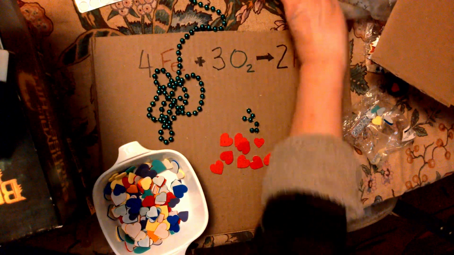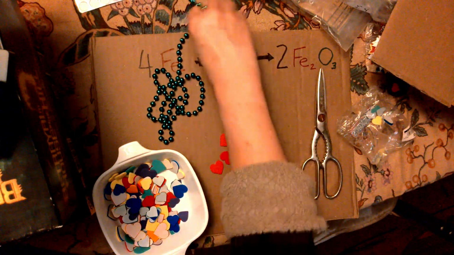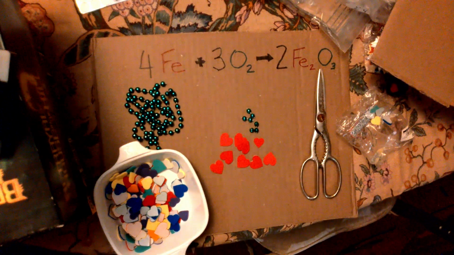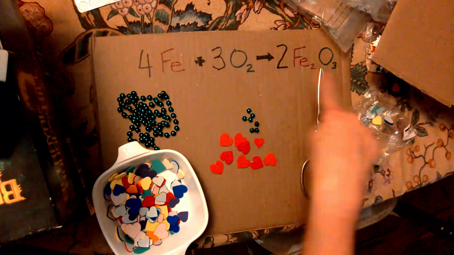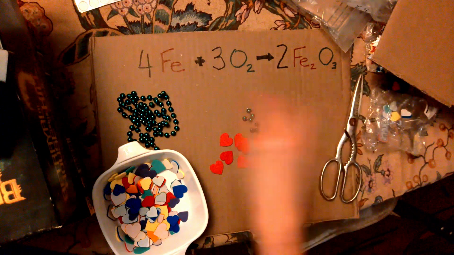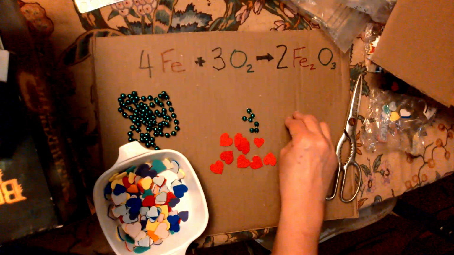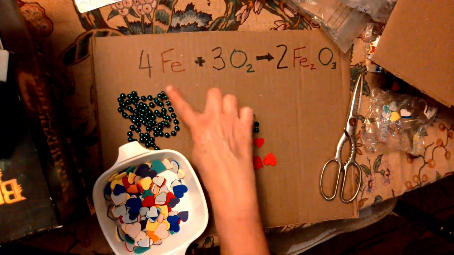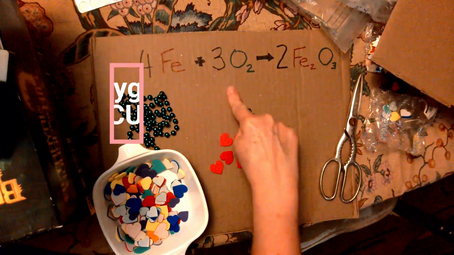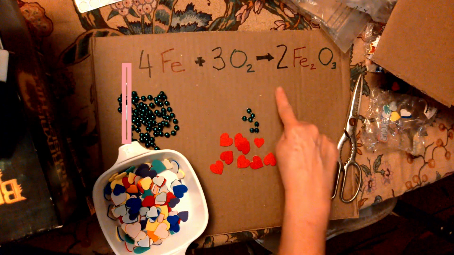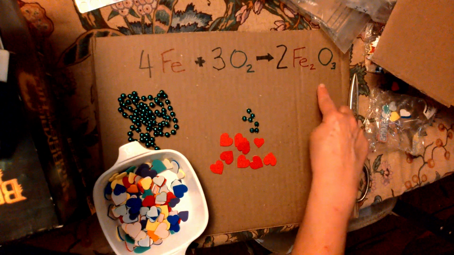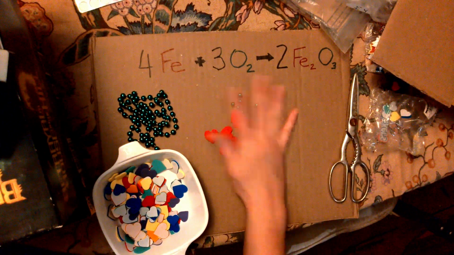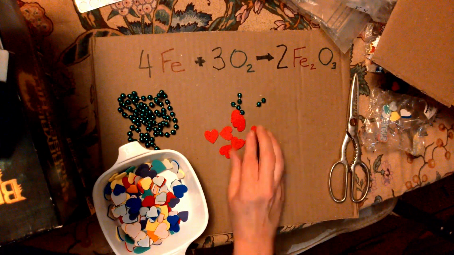One of the things you're going to need on your project is to write the formula. Mine is iron plus oxygen yields iron oxide. And we balanced this equation in class, so I already know that 4 iron atoms plus 3 oxygen molecules yield 2 iron oxides, Fe2O3. So I have that written down, and in a moment I'll show you how it looks.